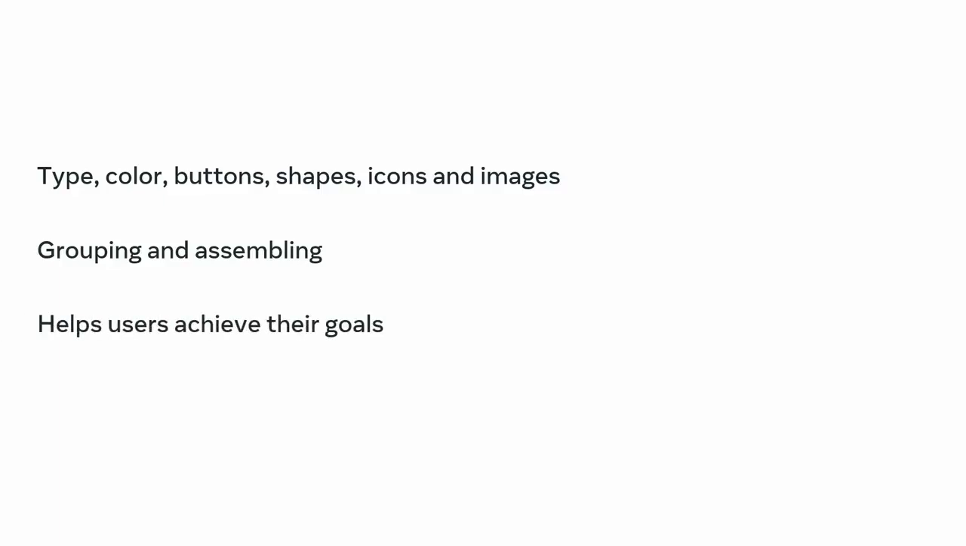The Little Lemon website in this context is the primary point of contact for the users. UI provides information that users first see and then interact with. Elements like type, color, buttons, shapes, icons, and images. Successful UI design has to do with grouping and assembling these elements in a way that helps users achieve their goals quickly and efficiently while looking beautiful and adhering to the brand of the restaurant.